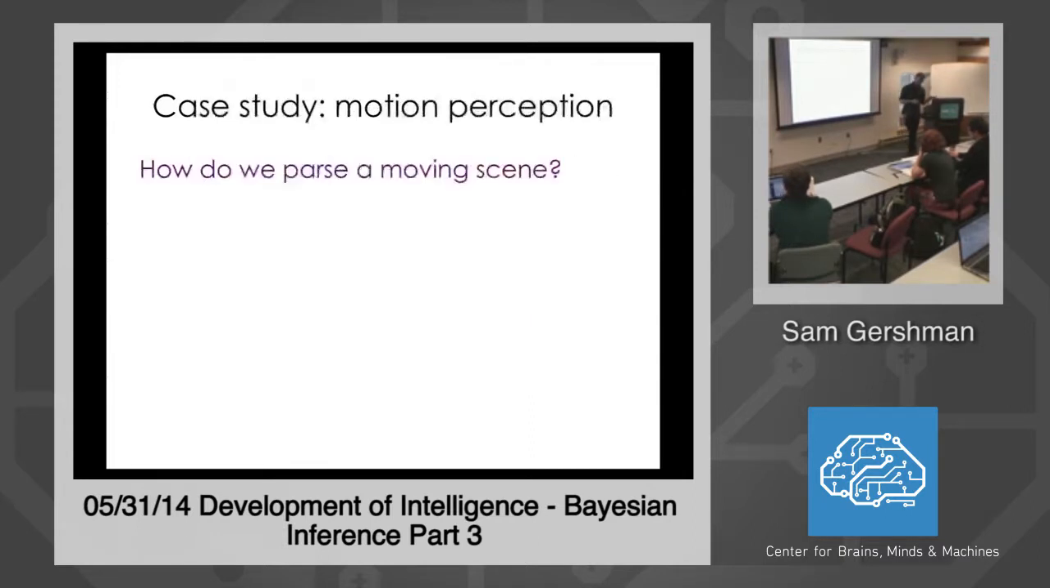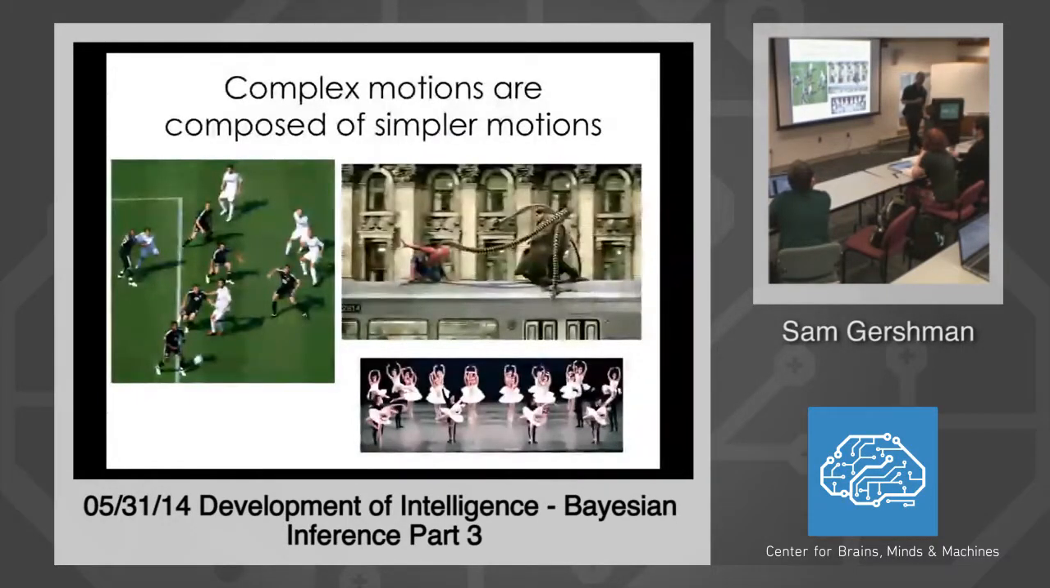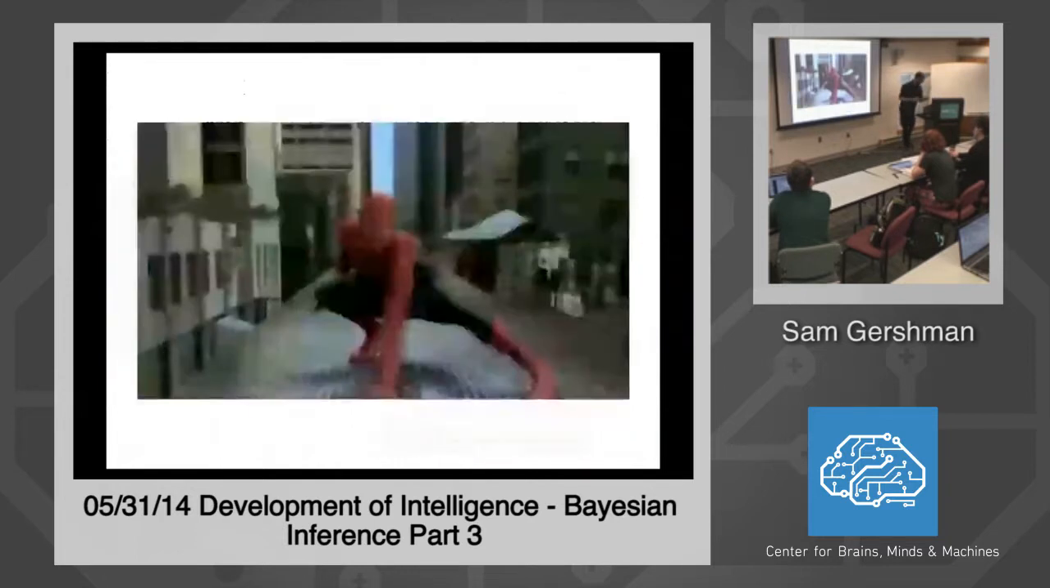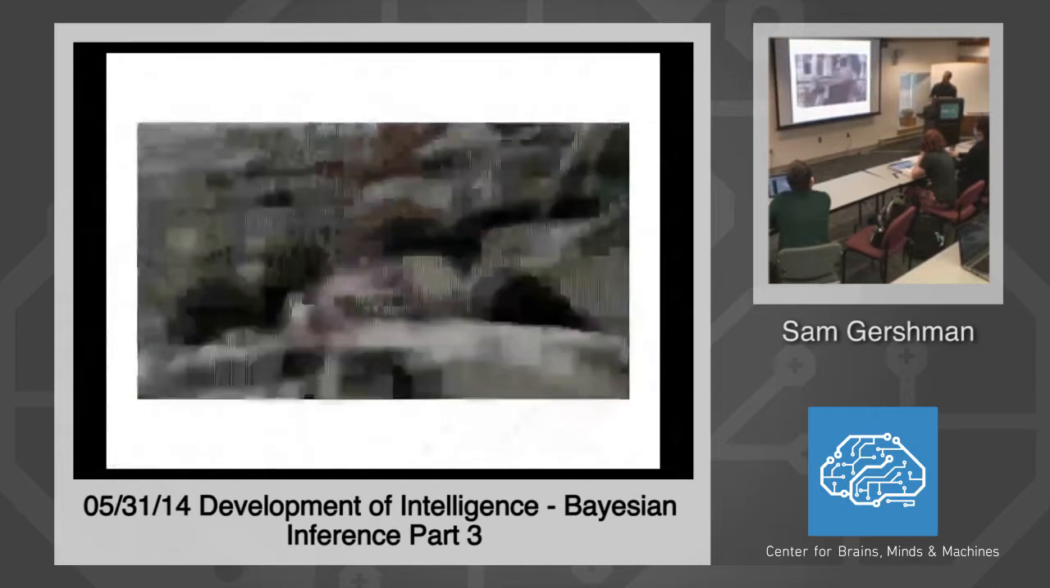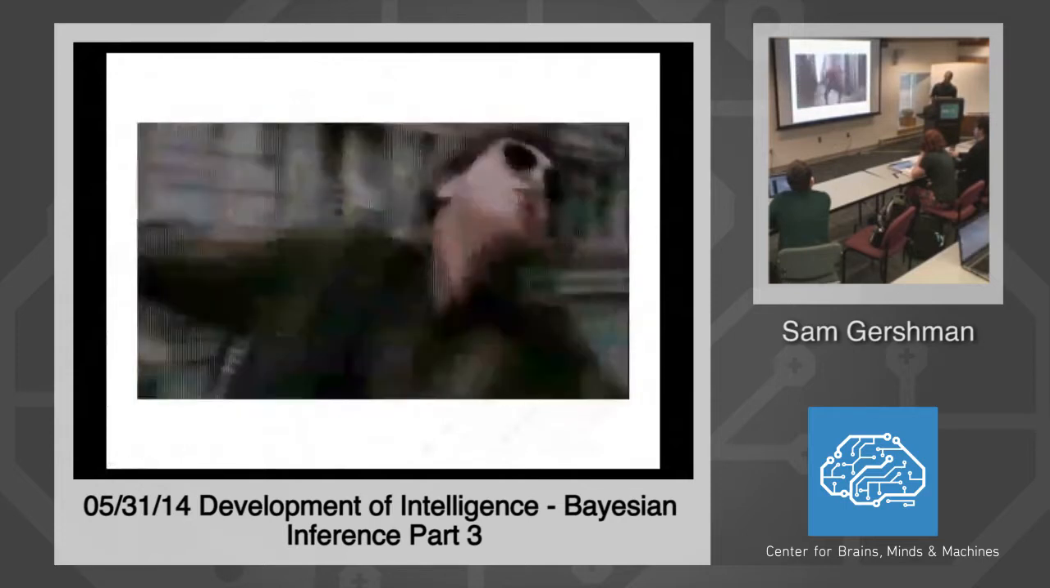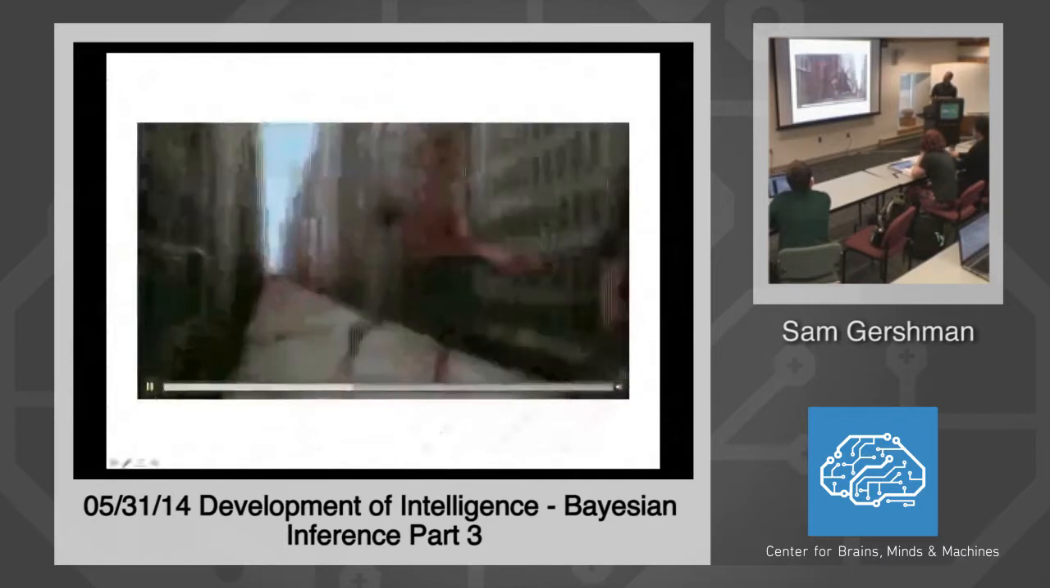To motivate this, the question is, how do we parse a moving scene? An interesting observation about motion, the aspect of motion that I'm going to focus on here, is this idea that when we look at a moving scene, we naturally extract a kind of hierarchical structure from the scene. And I'll illustrate what I mean by that by this little clip. When we watch a movie like this, there are a number of things that we see.